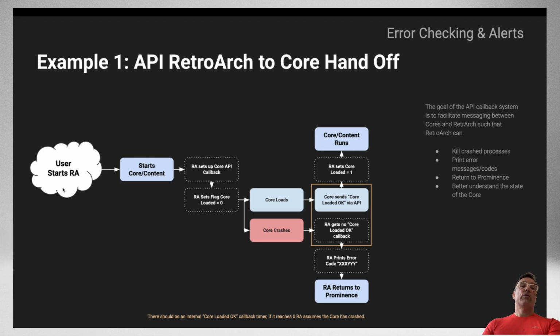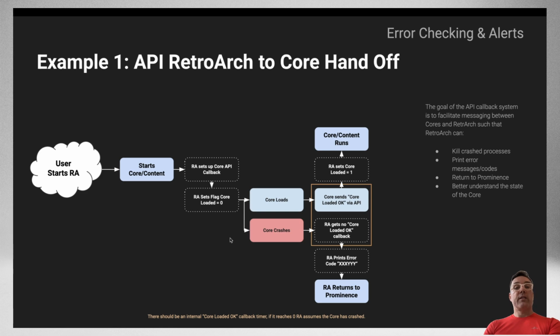And so the flow is the user obviously starts RetroArch, it then starts a piece of content on a core. RetroArch sets up the callback and sets "core has successfully loaded" to 0 as a flag. And then that way, it can keep checking, or there's a timer or whatever, saying, hey, have you loaded yet? Are you good, right? And this is just for the loading part, for it to get up to "I'm now successfully running." And so if the core loads, it sends a "yeah, I'm all good" back. RetroArch then sets that flag to 1 in the background, everything's cool, core's running.